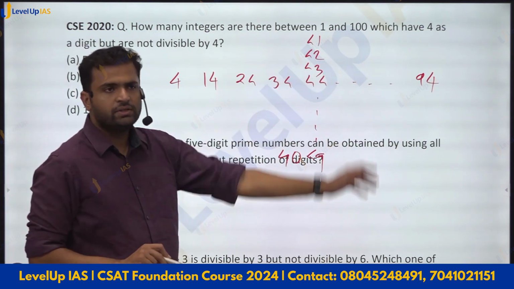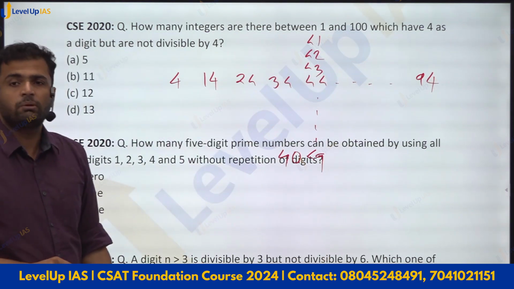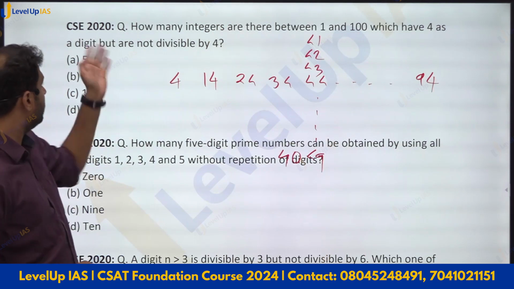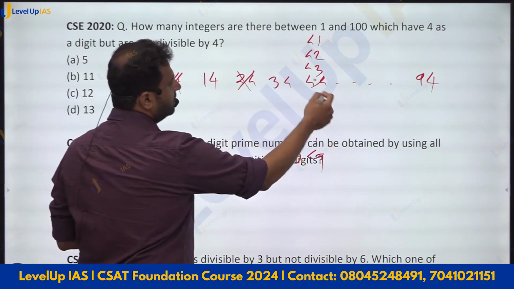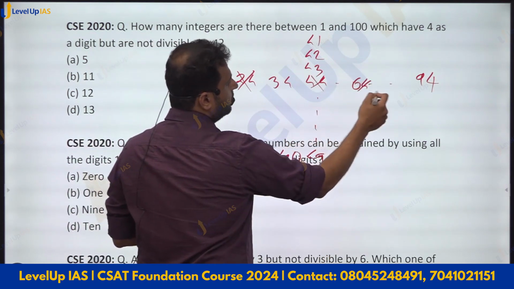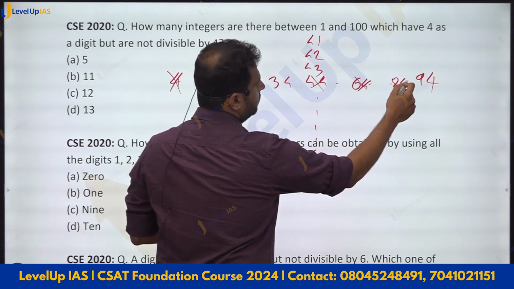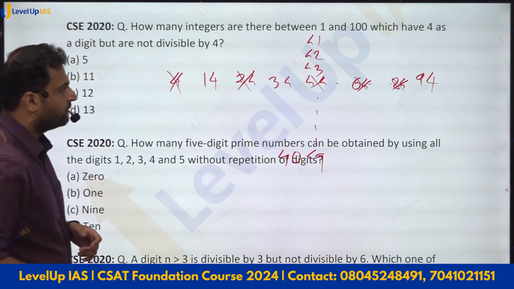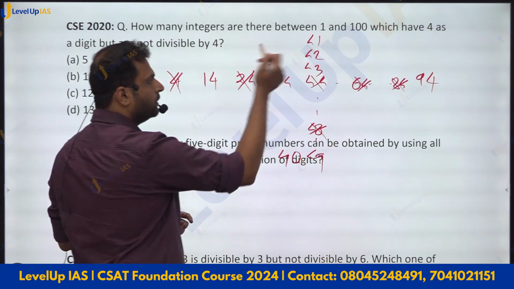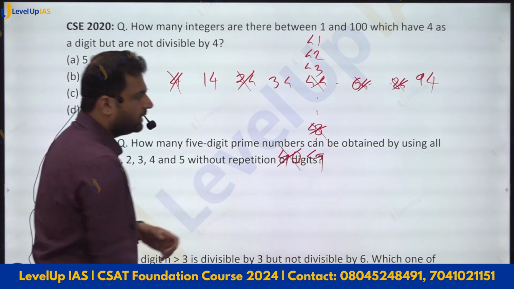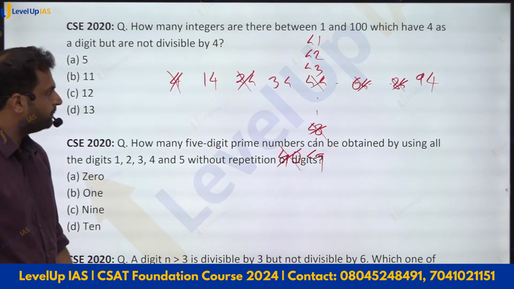But out of that, we just have to eliminate numbers which are divisible by 4, because that is what they have asked. So we don't want this, we don't want this, we don't want this, we don't want 64, we don't want 84. Rest of them we are fine with. And here we don't want 48. 44 is already cancelled, and we don't want 40 because these are numbers divisible by 4.